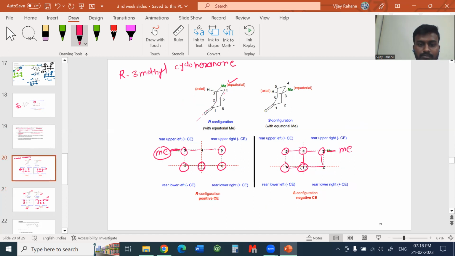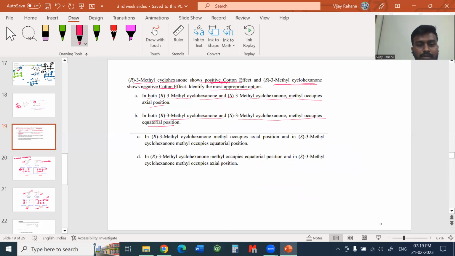Similarly, in the upper first problem also, here it shows a positive quadrant effect and it shows a negative effect. Right. So now we are able to solve the problem. What they have given in both cyclohexane, methyl cyclohexane occupies axial position. In both R methyl and S methyl, R methyl cyclohexane and S methyl cyclohexane, the methyl group occupies axial position.